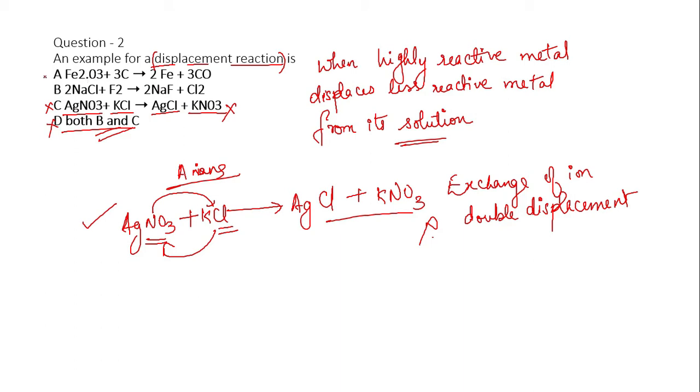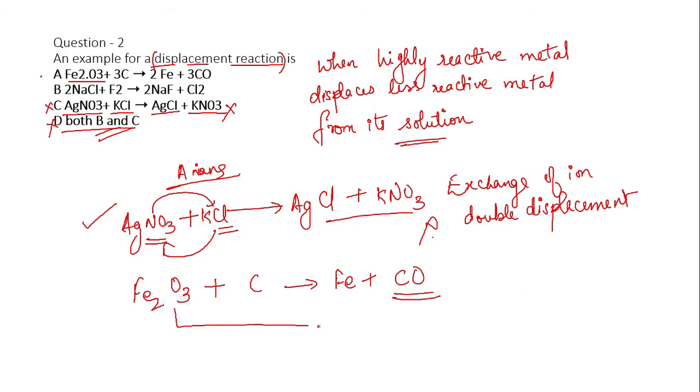Look at the A option. What is there? Fe2O3. You may get confused because of this, because Fe2O3 when it reacts with carbon, it gives Fe plus carbon monoxide. See children, what happens is that the carbon has reduced the Fe2O3, right? And itself it has got oxidized, right?